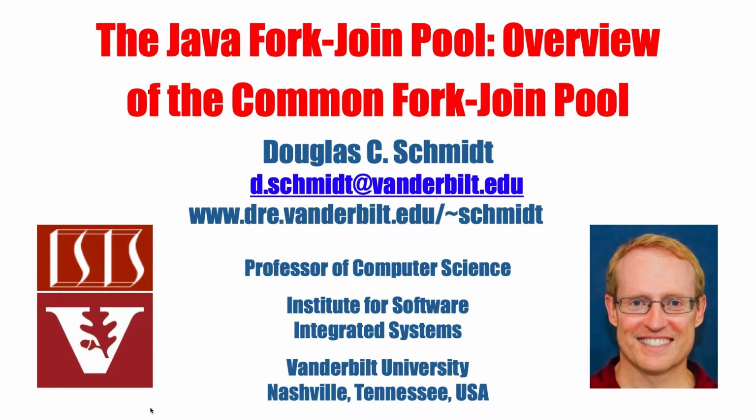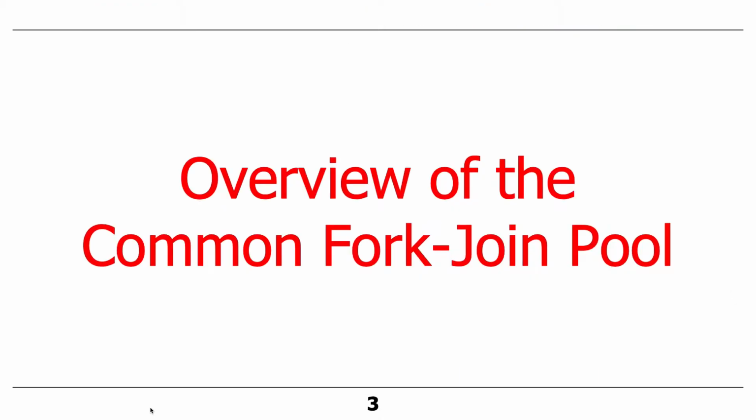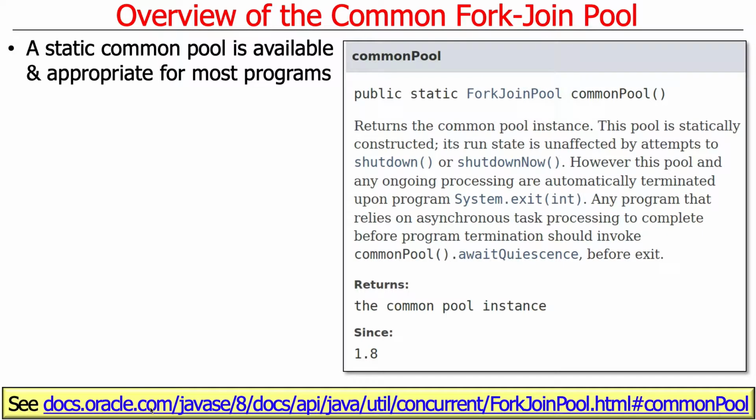We're now going to talk about the common ForkJoin pool. I've described it a little bit earlier when we talked about parallel streams, because that's what parallel streams uses. But now we're going to go into it in more detail, and we'll describe how it can be programmed effectively to allow it to shrink and grow, or grow and shrink, rather.